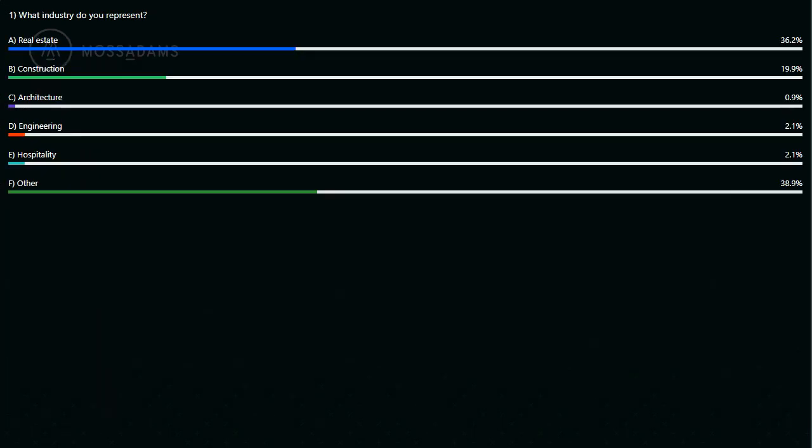All right, it looks like 36% real estate, and then just as many in the other category, and 20% construction. So good mix today. And we are going to jump right into our second polling question to get 2 of these out of the way towards the beginning. So that is, what property type are you most interested in? A, residential; B, commercial office; C, retail; D, hotels and accommodations; or E, net lease or other.